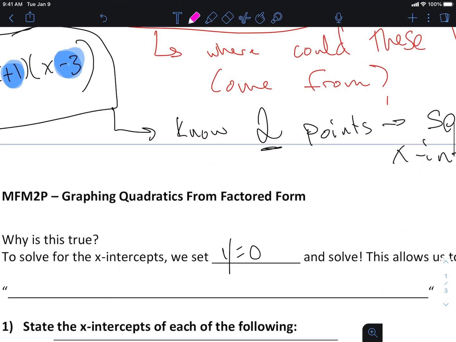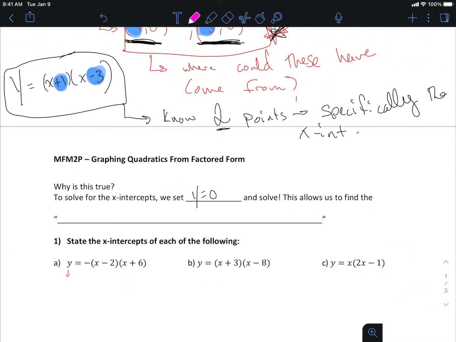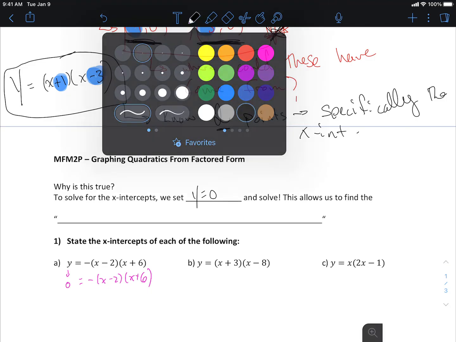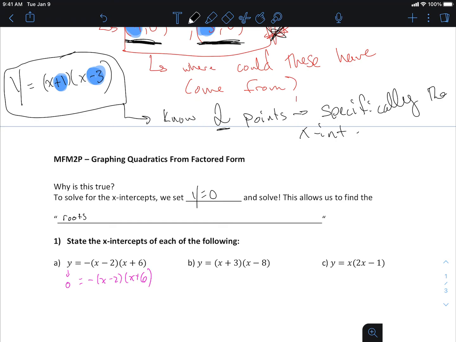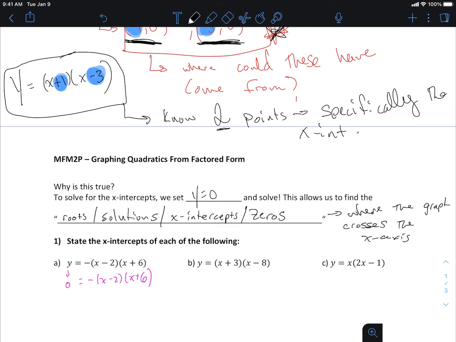So when we come down here, we say, okay, we're going to set this y value to 0, and you're going to solve for x. These are what we call roots. Any of those 4 things, they're all the exact same thing. They're where the graph crosses the x-axis.